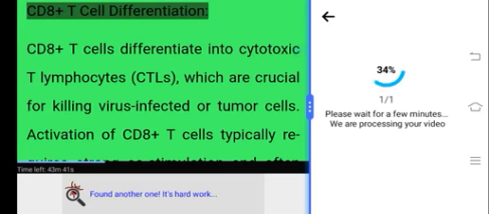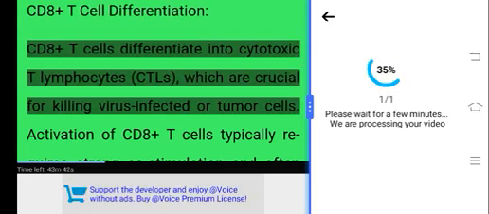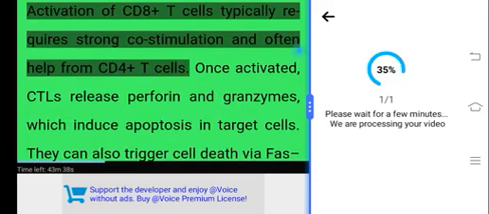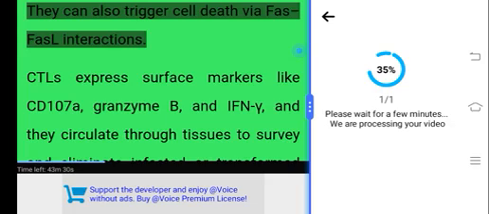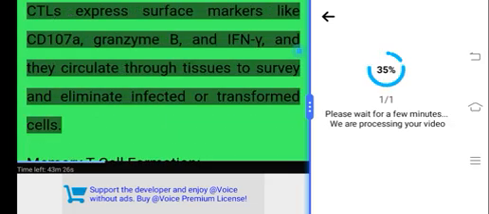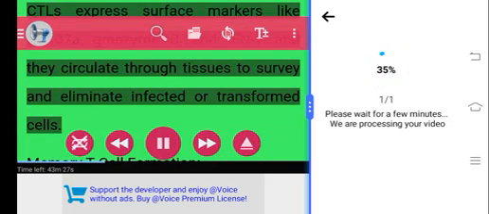CD8 plus T cell differentiation. CD8 plus T cells differentiate into cytotoxic T lymphocytes, CTLs, which are crucial for killing virus-infected or tumor cells. Activation of CD8 plus T cells typically requires strong co-stimulation and often help from CD4 plus T cells. Once activated, CTLs release perforin and granzymes, which induce apoptosis in target cells. They can also trigger cell death via Fas-FasL interactions. CTLs express surface markers like CD107a, granzyme B, and IFN gamma, and they circulate through tissues to survey and eliminate infected or transformed cells.